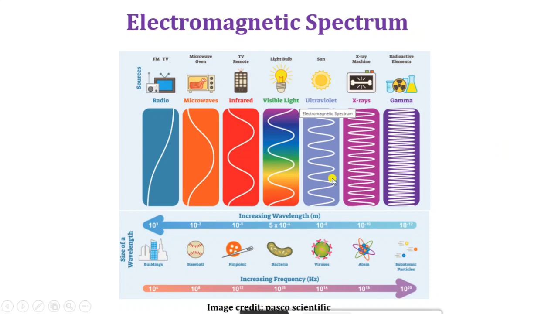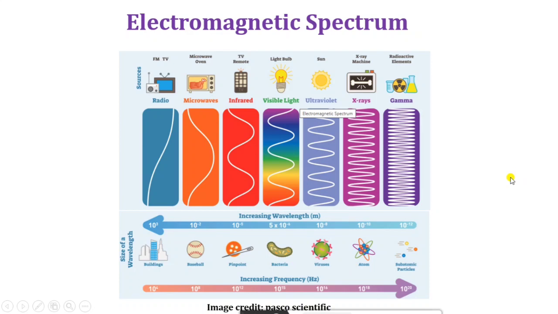So this picture is an electromagnetic spectrum arranged in increasing order of frequency from left to right, or decreasing order of wavelength from left to right, or increasing order of wavelength from right to left, or decreasing order of frequency from right to left.